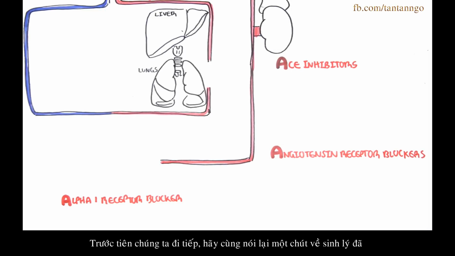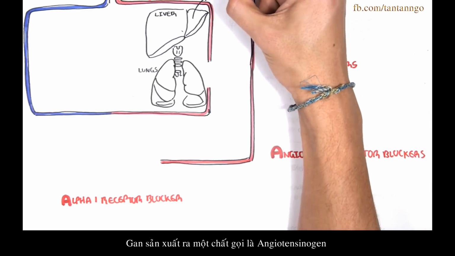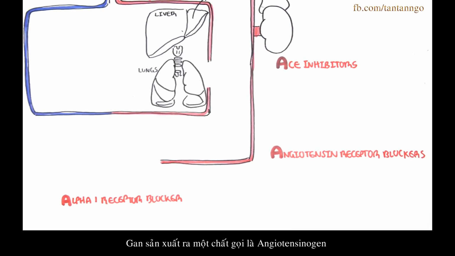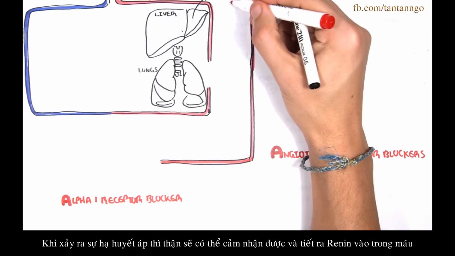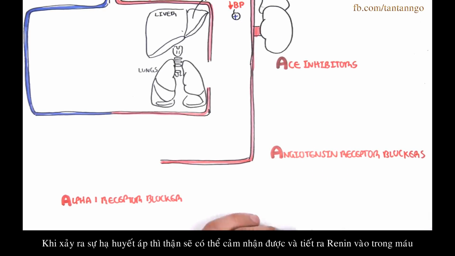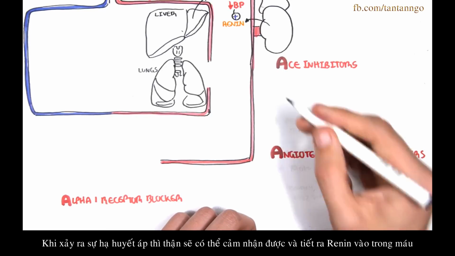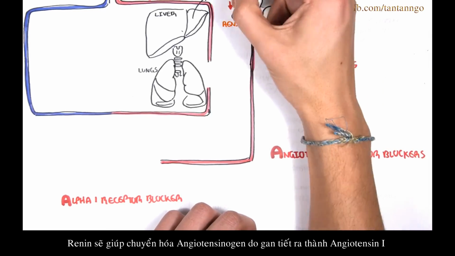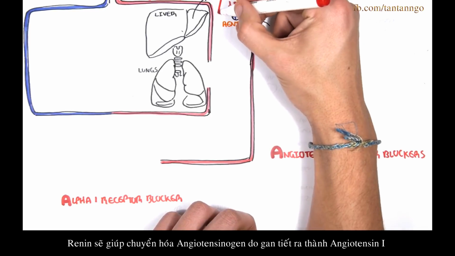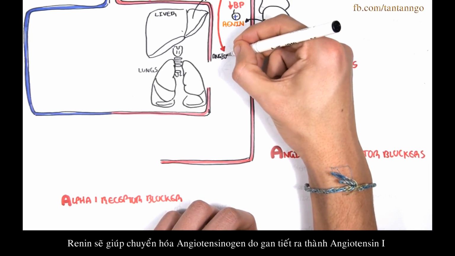Now, before focusing on these, let's just recap some physiology. So the liver produces this molecule called angiotensinogen. When there's a decrease in blood pressure in the arteries, the kidneys will detect this and then produce a molecule called renin. Now, renin enters circulation and is responsible for converting angiotensinogen produced by the liver into angiotensin 1.